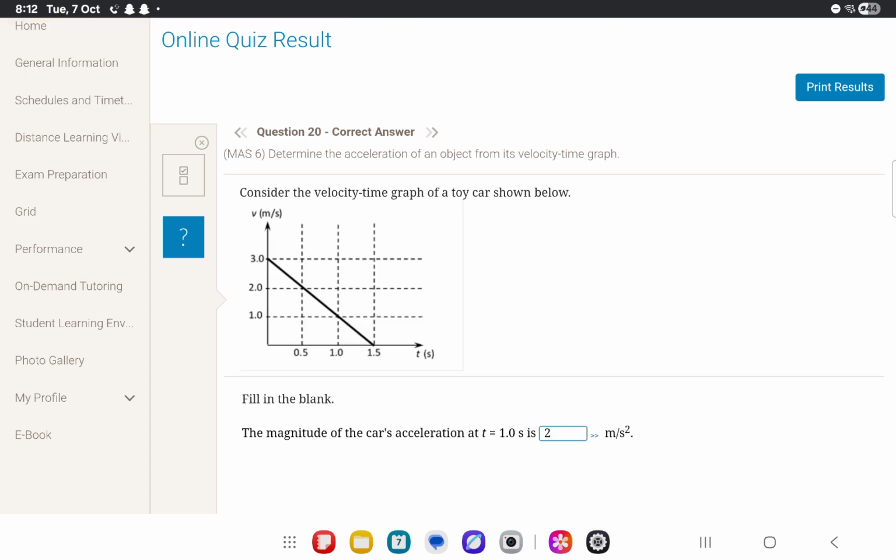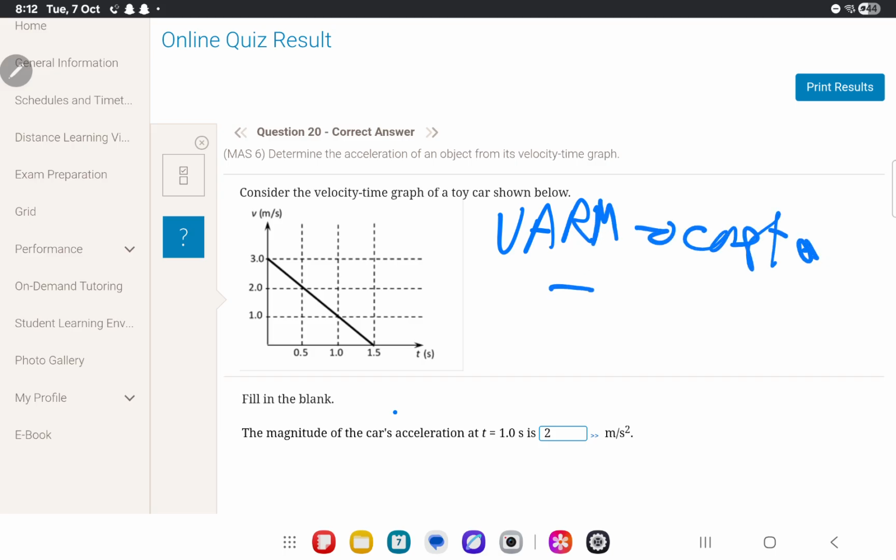Question 20. Okay, this question is honestly common sense. It's a straight line, and remember what I said at the start of the video: straight line, UARM, constant acceleration. Constant acceleration means the instantaneous and the average acceleration are the same, because the instantaneous is the slope. When you derive the equation of this, you're going to have the slope.